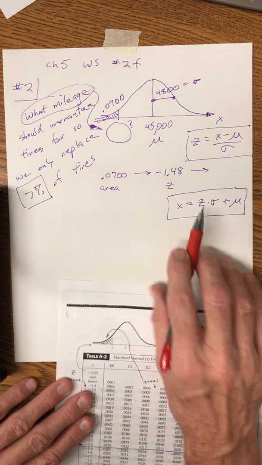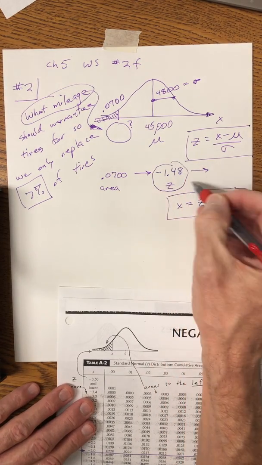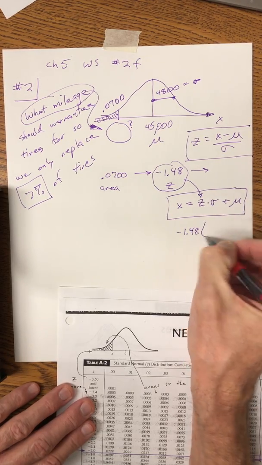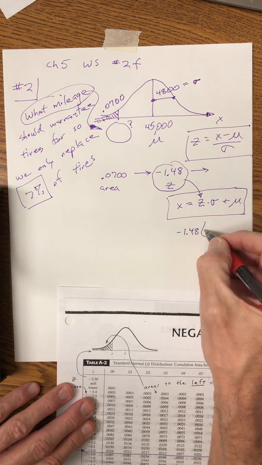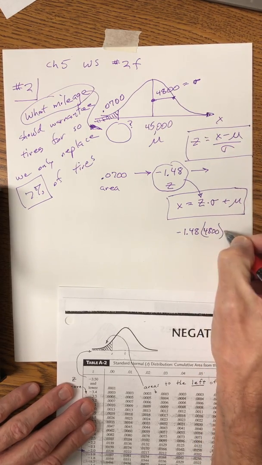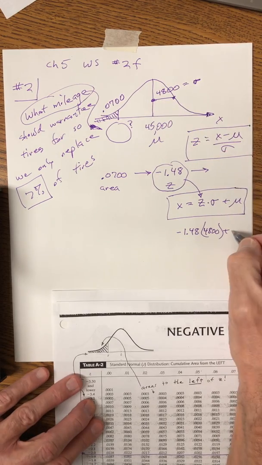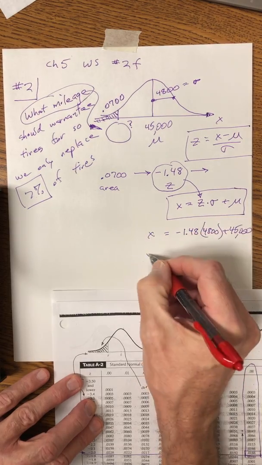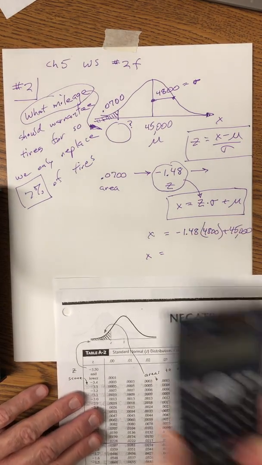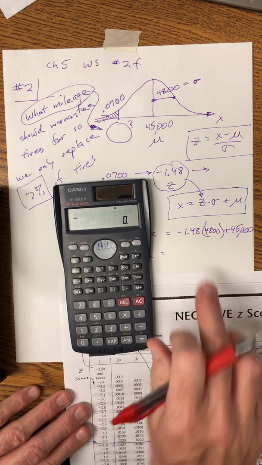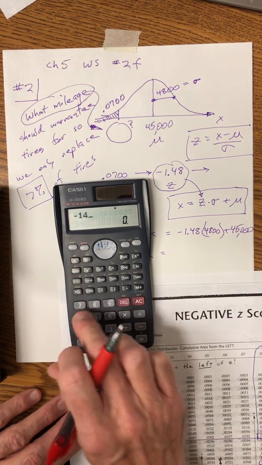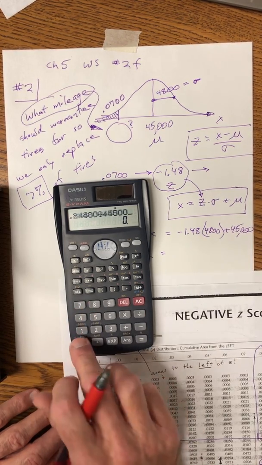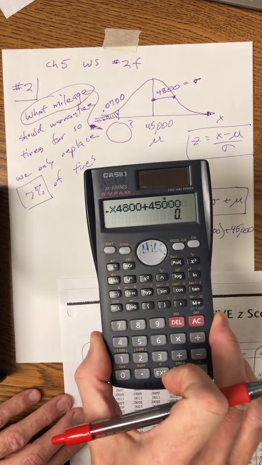So we're going to use this formula. I know what the z is, negative 1.48. I know what sigma is from the problem, it's 4,800. And I know what mu is from the problem, which is 45,000. So I put that into the formula, and that'll tell me my x, and that you're going to do with your calculator. So I'm going to go negative 1.48 times 4,800 plus 45,000. So that's on my calculator.